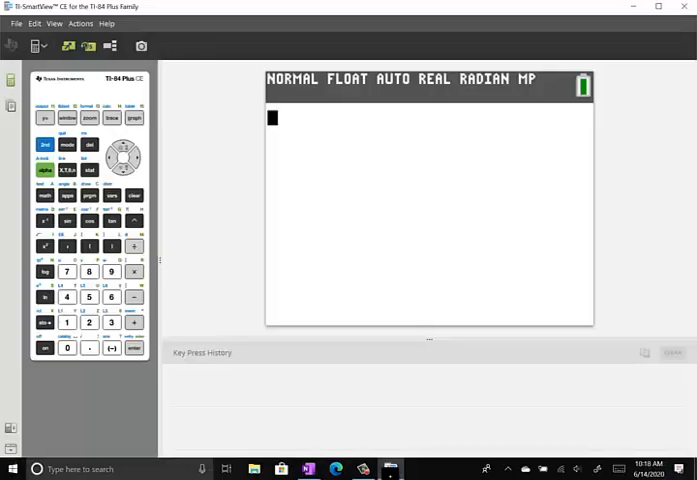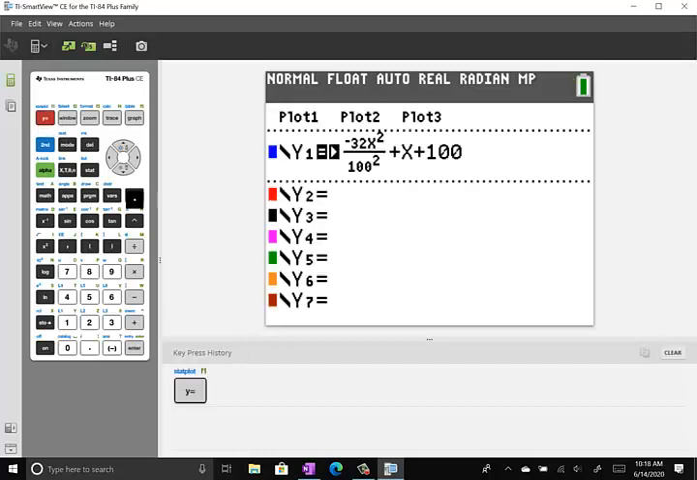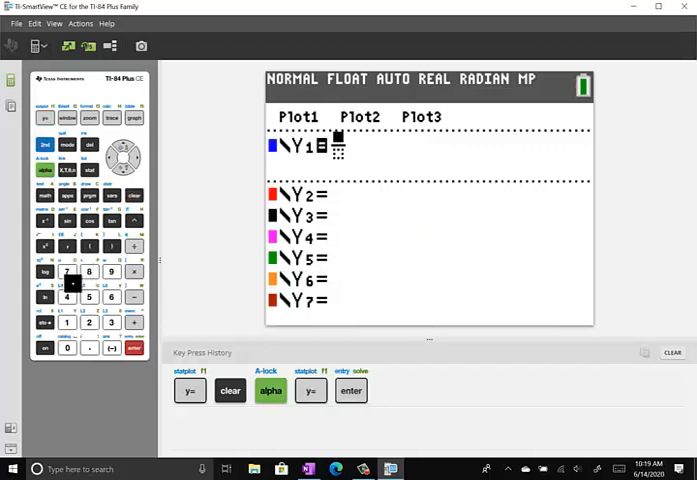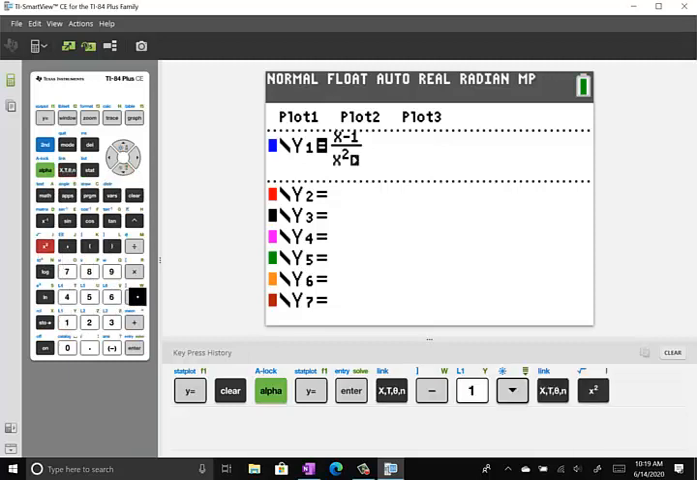The first thing we do is hit y equals. We're going to type in our function, so make sure nothing's there. Type in your function: x minus 1 over x squared minus 9. All right, awesome. Now we make sure our window supports the domain.